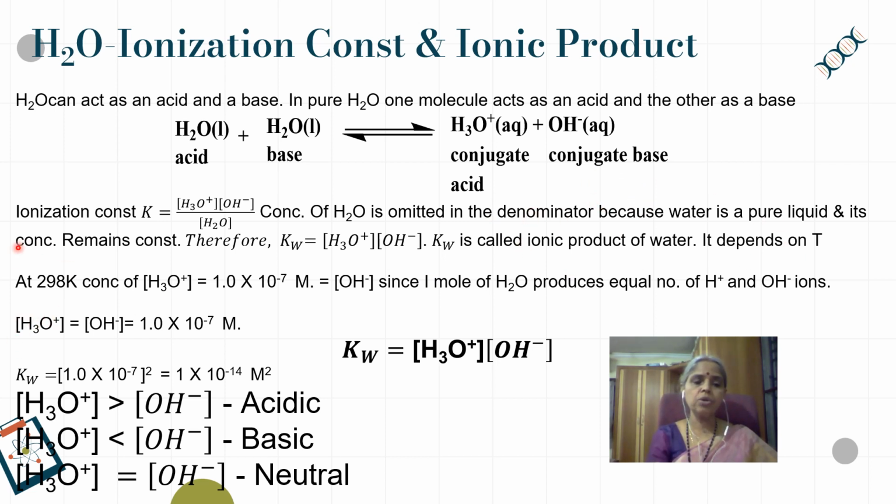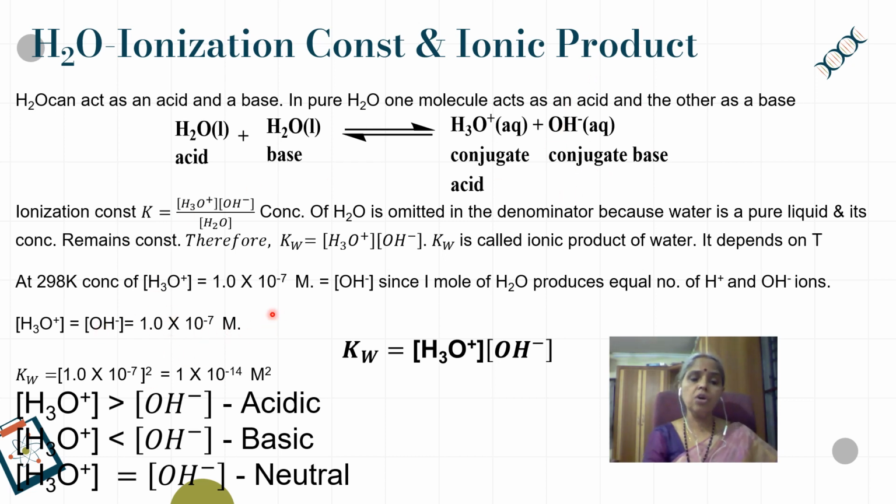So, at 298 Kelvin, that is room temperature, the H3O+ concentration, the hydronium ion concentration, is 1.0 × 10^-7 molar, which is also equal to the OH- ion concentration. Why? Because for every 1 mole of H3O+ you are also getting 1 mole of OH-.